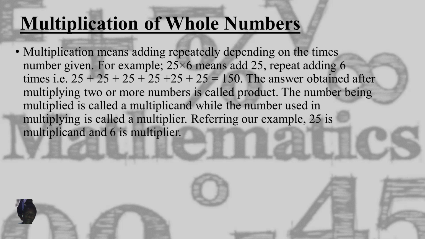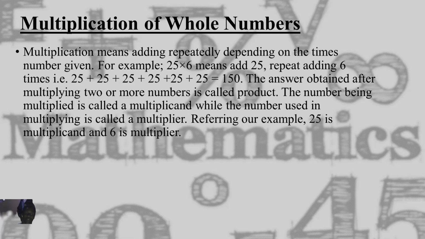Then multiplication of whole numbers. Multiplication means adding repeatedly, depending on the times. For example, 25 times 6 means adding 25 repeatedly 6 times. That is 25 plus 25 plus 25 plus 25 plus 25 plus 25, which equals 150. The answer obtained after multiplying 2 or more numbers is called a product. So this one is a product.